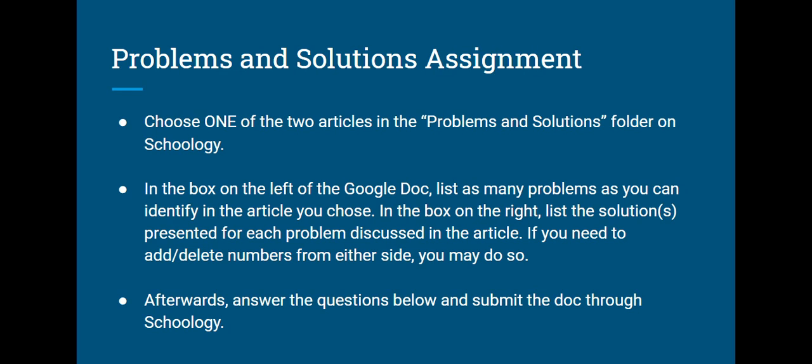For the problems and solutions, very similar type of assignment. Again, you're going to choose one of the two articles in the problems and solutions folder. Just one, you don't need to do both. And then in the boxes on the left side of the Google Doc, you're going to list as many of the problems as you can identify in the article you chose. In the box on the right, you're going to give all the solutions presented for each individual problem that is discussed in the article. You can always add or delete columns or add or delete rows to either column as needed.